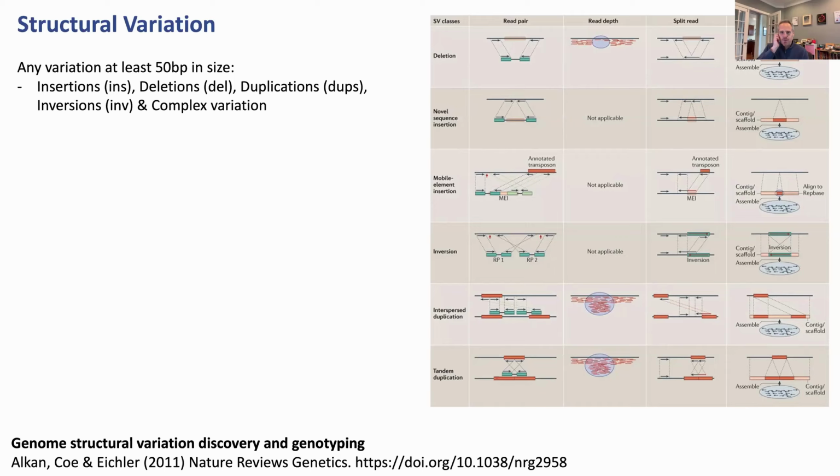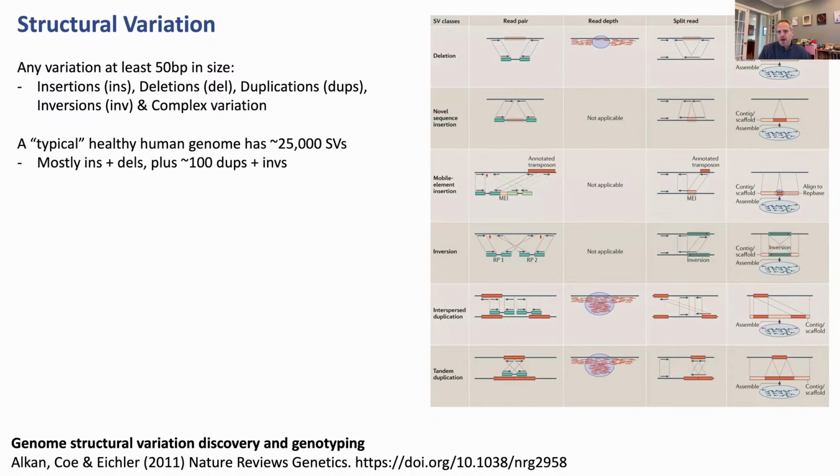This is a really nice review article from almost 15 years ago talking about these types of structural variations and how you might find them using a variety of different methods, looking at how the reads align, how they assemble, looking at the depth of coverage, and split-read mapping. These have been studied for a long time, so there's a lot known about them, but also there's new opportunities thanks to the new technology.